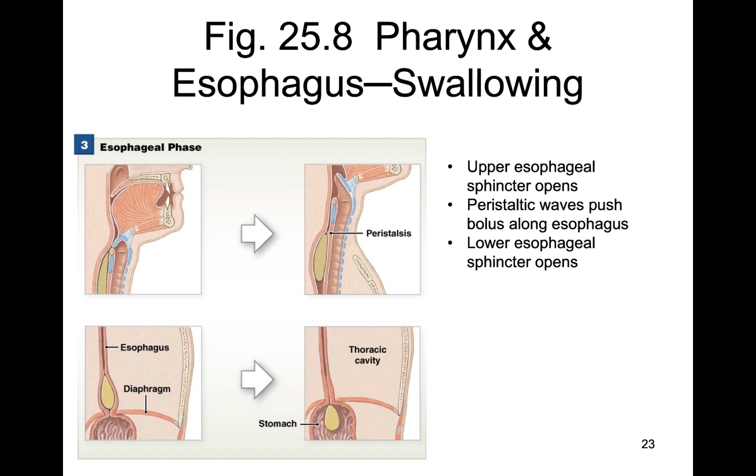And then you also have another sphincter. So the esophagus here is going down and it comes down here and it's going to go through the diaphragm muscle and into the stomach. And there's another sphincter right here, and that's called the lower esophageal sphincter. That's going to open and the food is going to be pushed down and it's going to enter your stomach. And you can see these folds in your stomach. These folds are called rugae.